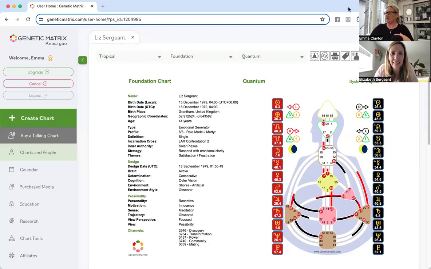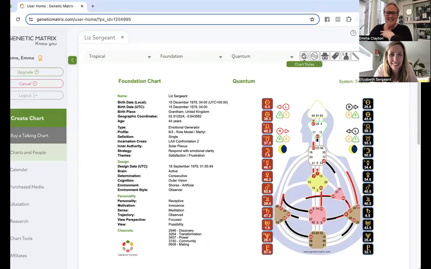All right, so I'm back with Liz, who is happy for me to share her human design chart and just share the highlights on what it means for Liz to be a 6-3 emotional generator. So let me share my screen. It's always an awkward pause. I should probably do that before I start, really.